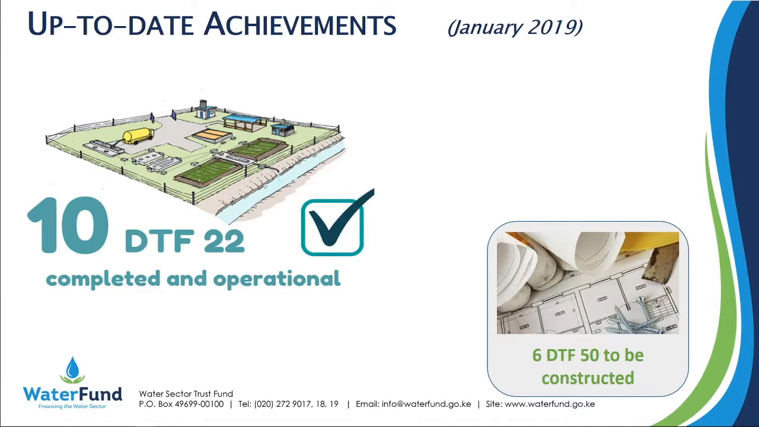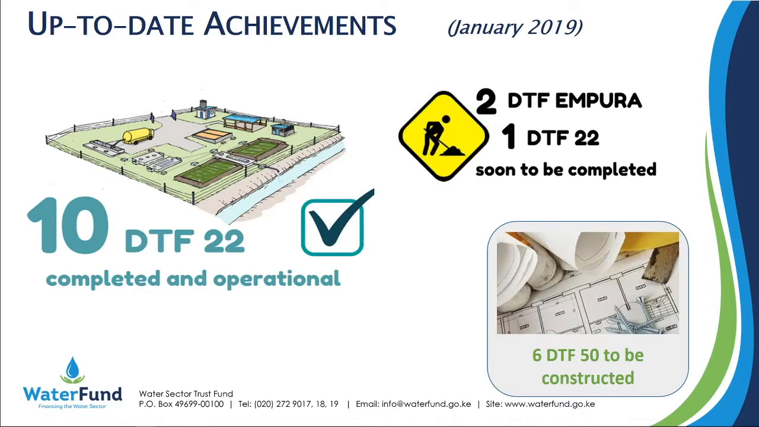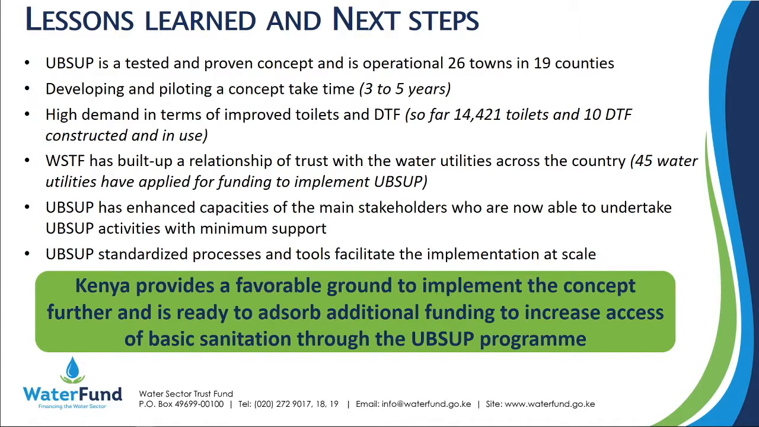So up to date, we have 10 DTFs that are actually operating in 19 counties out of the 47 counties that we have in Kenya. And this translates to 26 towns that we've already done the DTFs. And we are hoping that we'll be able to do more of these DTFs. Currently, we've only done the first call for proposals where the WSPs apply, and then we give them the funds to be able to implement them. And within the course of this year, maybe around March, we should be able to do a second call for proposals where we can invite other WSPs to apply. And we are hoping that by the end of the time, we'll be able to serve the whole country, that is the 47 counties.